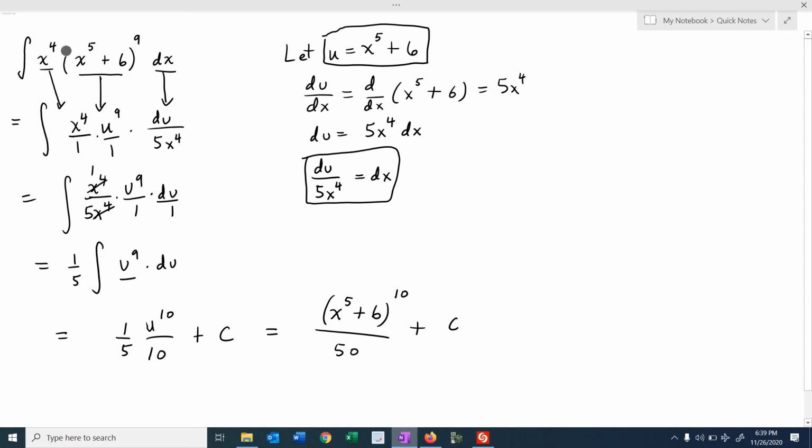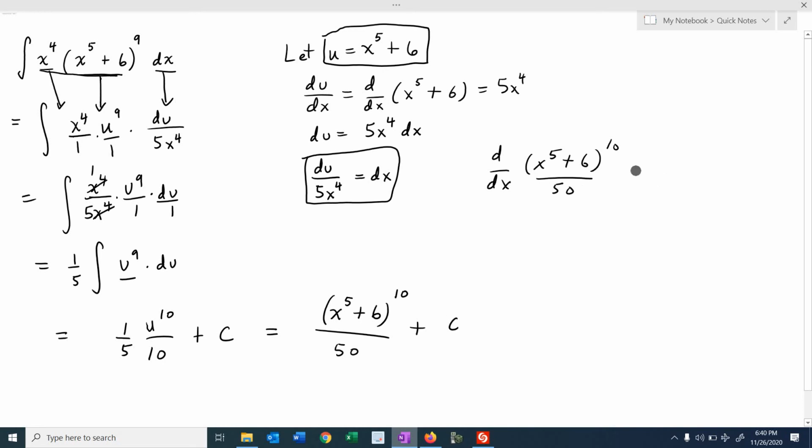Okay, and so that's the antiderivative of this function here. Or it's the family of antiderivatives of this function here. Now, if you want to double check that, you could just take the derivative of this and make sure that it goes back to this function. So let's just do that real quick. Let's see what the derivative of this would be.